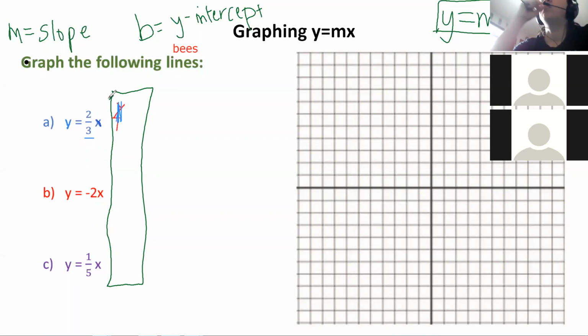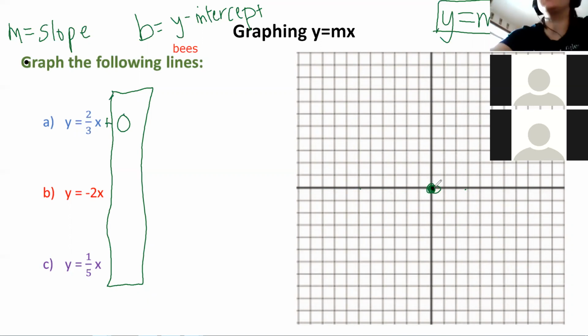Where do you think you would start if they don't have a y-intercept? Maybe where the x is? Like on the x-axis? Yeah, very good. People were starting kind of anywhere, but if there's no y-intercept, it means your y-intercept is 0. And where is 0 on the grid here? In the middle. So all of these are going to start at the origin.